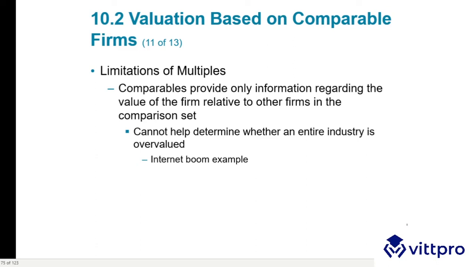So for example, the internet boom. In the past, the .com companies were very successful. Their share price was super high. The PE ratios were very high. And at one point of time, the .com bubble burst, and every single company on the stock exchange went down, right? So that's the problem with the comparable firms, that it cannot understand if the entire industry is overvalued.